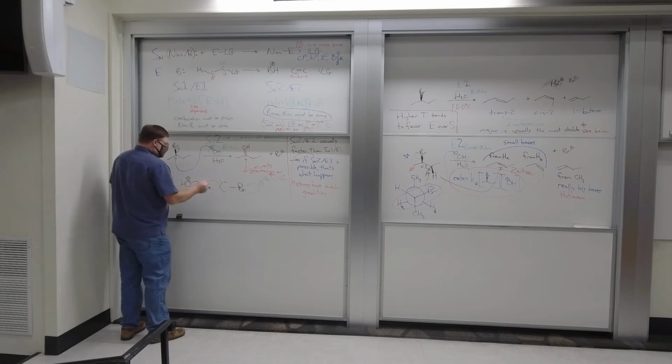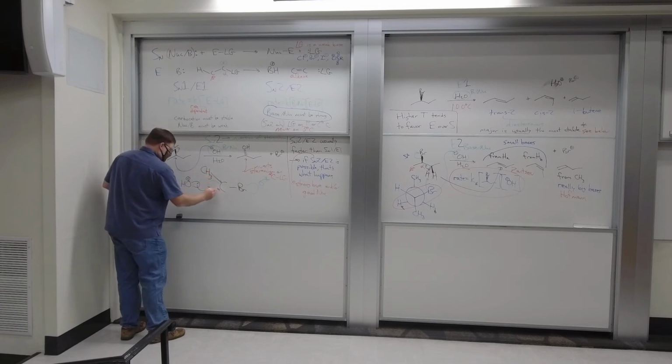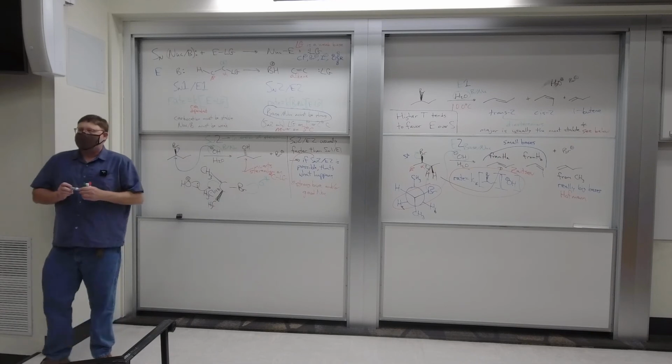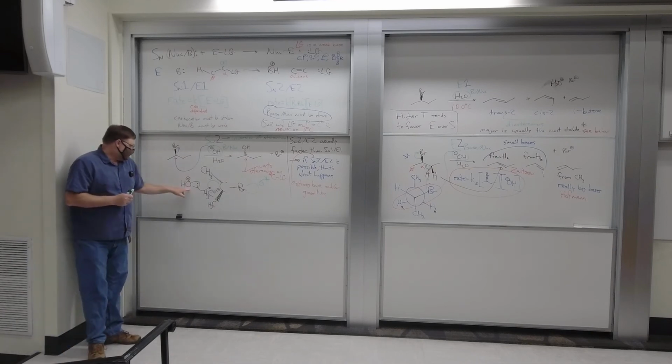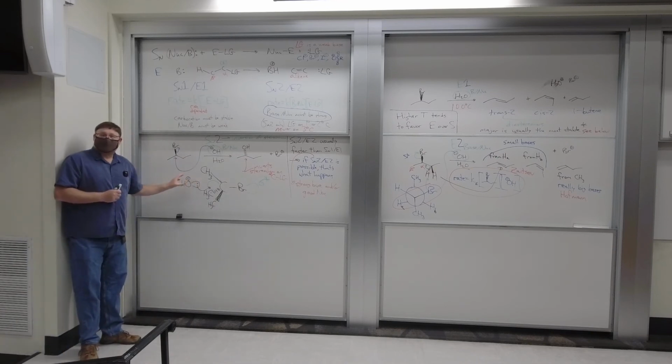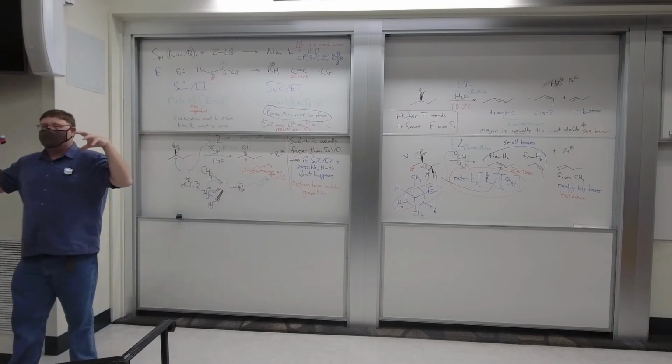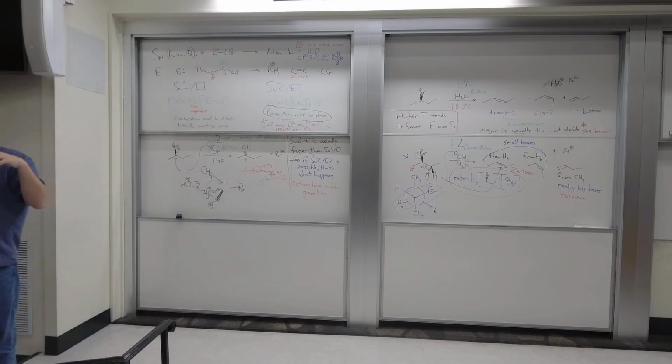So if this carbon's tertiary, right, so it's got 3 different groups coming off of it. The orbital requirements are still the same. The nucleophile has to hit that antibonding orbital. But now there's all this stuff. There's all this molecular structure around that antibonding orbital.